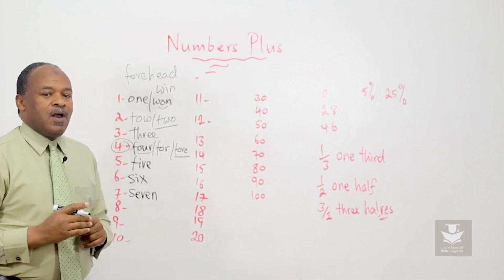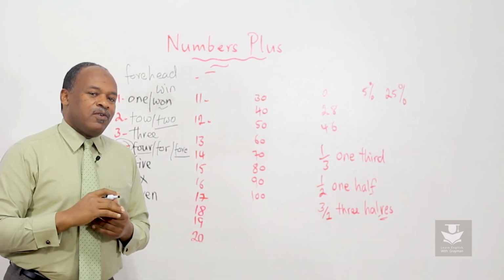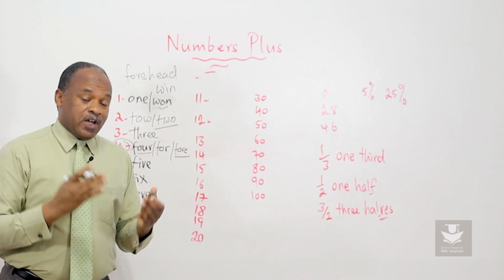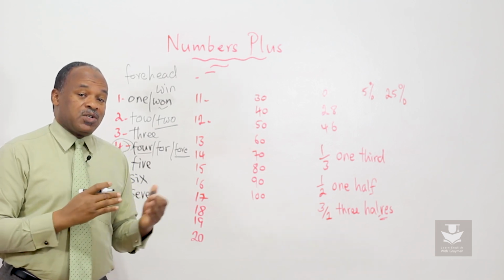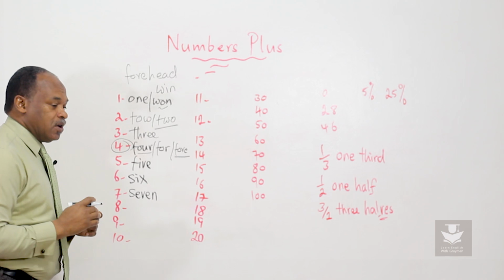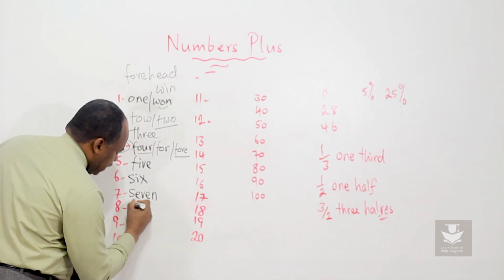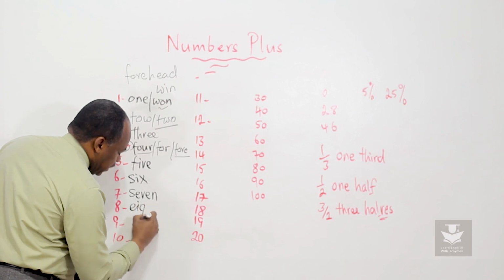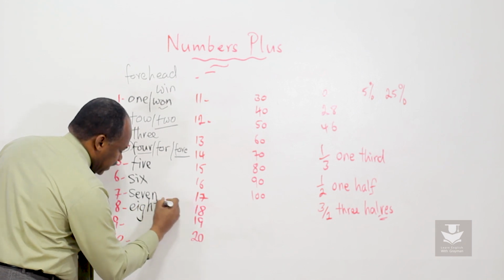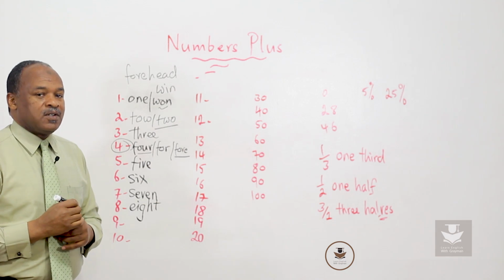8. I think a great percentage of the ESL learners or English learners make mistakes when it comes to 8 because there are silent letters there. How do you spell 8? E-I-G-H-T. 8.